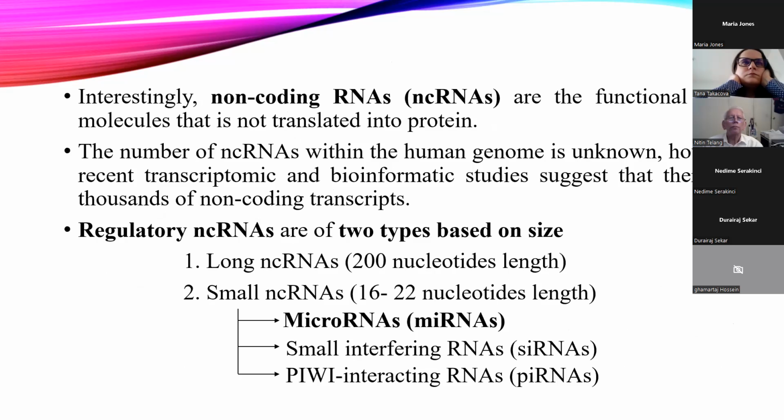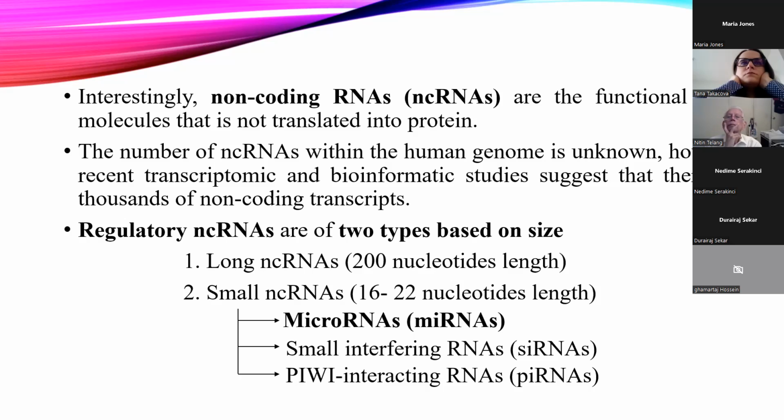So coming to the non-coding RNA part. Non-coding RNAs are functional RNA molecules that are not translated into protein. So basically, the number of non-coding RNAs within the human genome is unknown, because we don't know how much non-coding RNA is present in the cells. Recent transcriptomics and bioinformatics studies suggest that there are thousands of non-coding transcripts. That means we don't know everything that happens inside the cells.